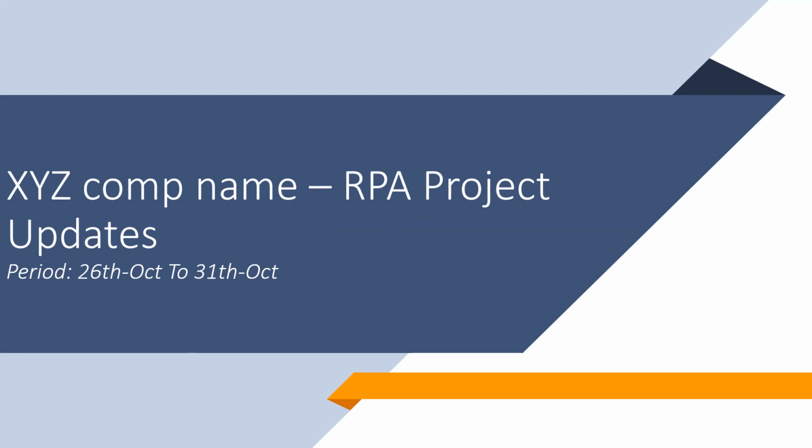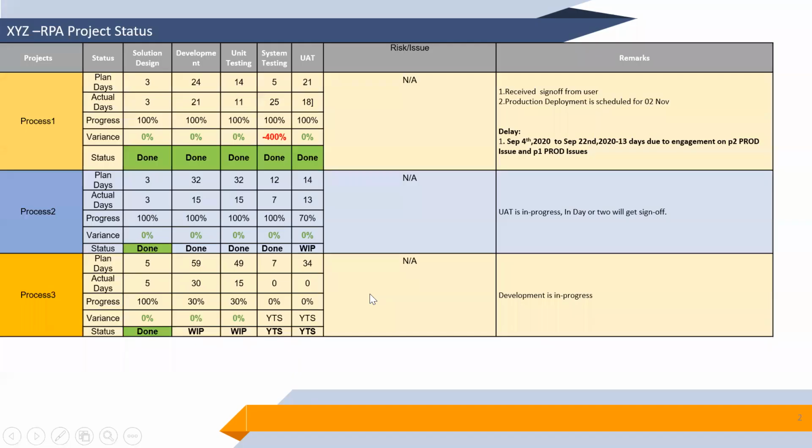If you are going to show the status weekly, then in the period you can mention the weekly period. For example, I have given the 26th October to 31st October. This is the one week status of the projects. Now you can see all the projects, whatever projects you currently have, that you can show in different templates, like two kinds of projects you may have.